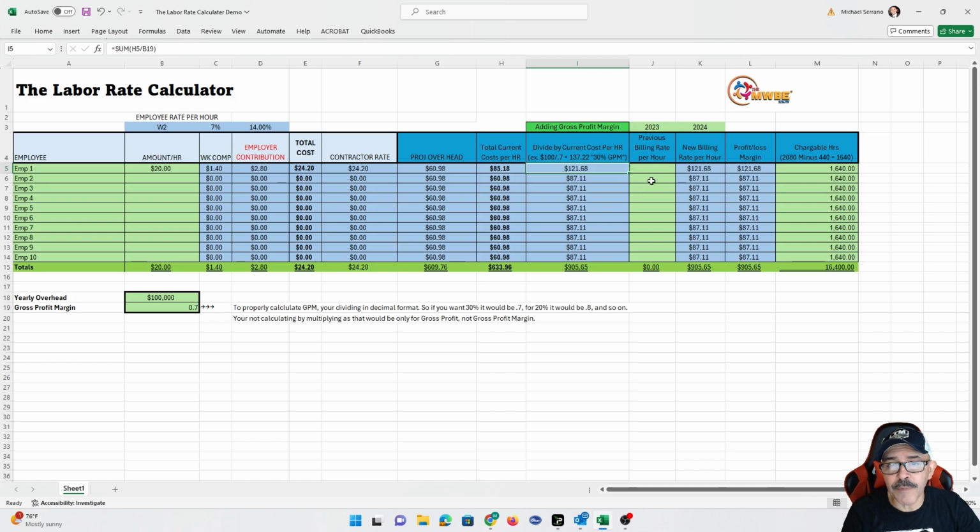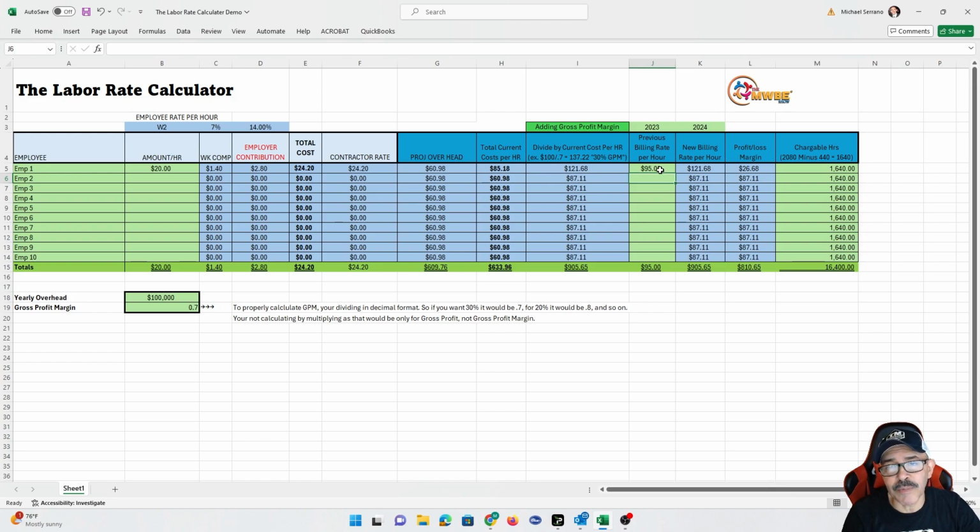The next step here, if you want to see how much better you're going to be doing, is just to have the number present and showing than you did last year, right? Let's say last year, instead of charging this, you were charging, let's say, $95 an hour. This is a $26.68 difference, right? Because between 85.18 and 95, you really weren't making money. You're putting in a profit margin that's really, really low.